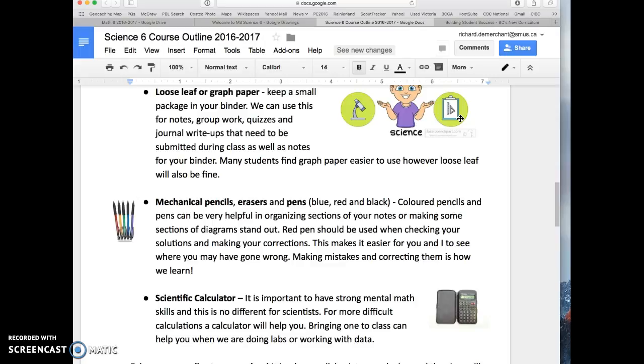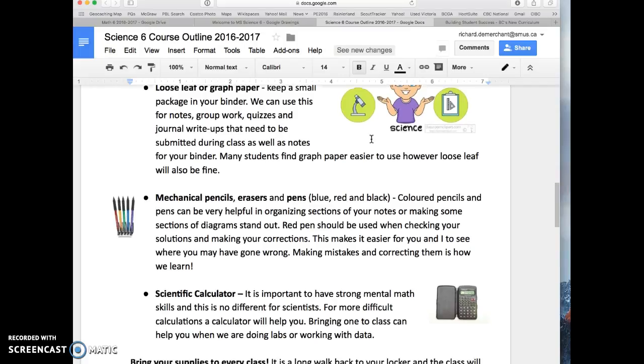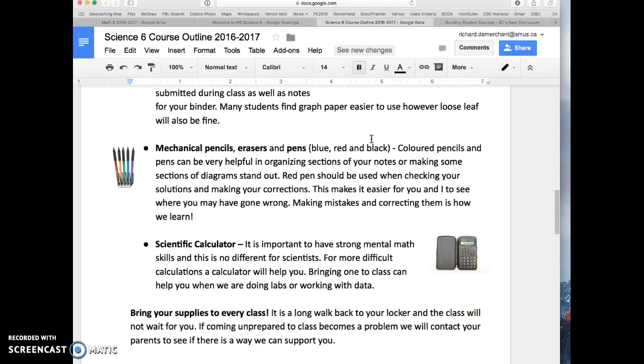A scientific calculator can always help you as you're doing calculations. The idea of using mathematics doesn't change when you're in science. However, if you're crunching difficult numbers, we want you to spend time thinking about science and not all your time doing pencil and paper calculations. However, your mental math will be very important to tell you if those calculations are correct.